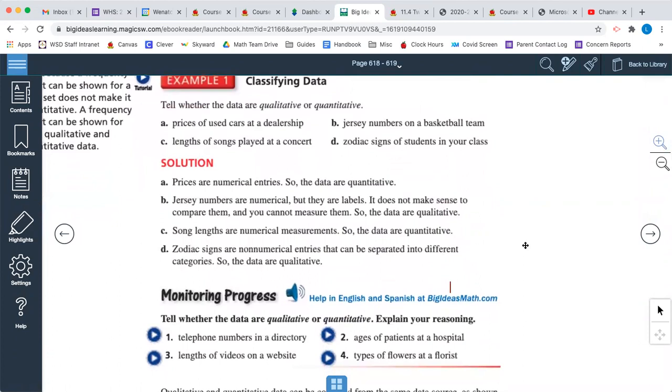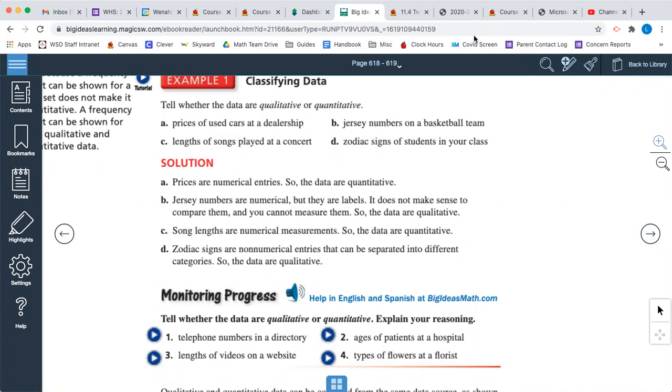So a couple more examples. We have telephone numbers in a directory, length of videos on a website, ages of patients at a hospital, and types of flowers at a florist. So beginning with the last one, types of flowers at a florist, I think that is pretty obvious. That one is just qualitative. Flowers obviously are not numeric in any respect at all. Now, if we're counting the number of each type of flower, that would be another thing. But since it's just the types of flowers, we can just say, all right, well, there are lilies and pansies and marigolds. It's just flowers.